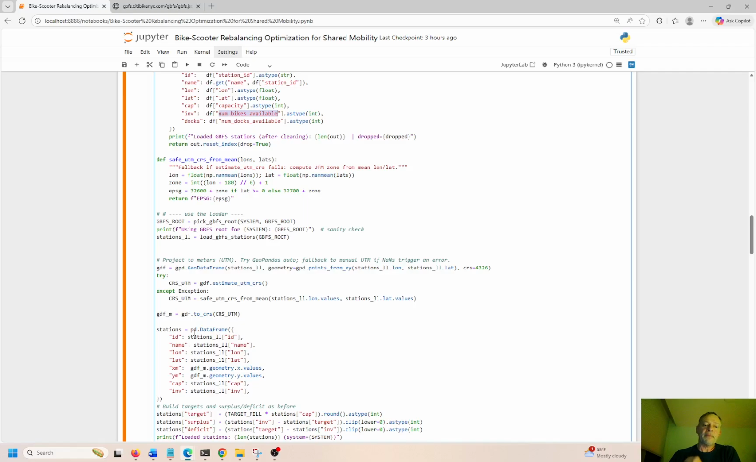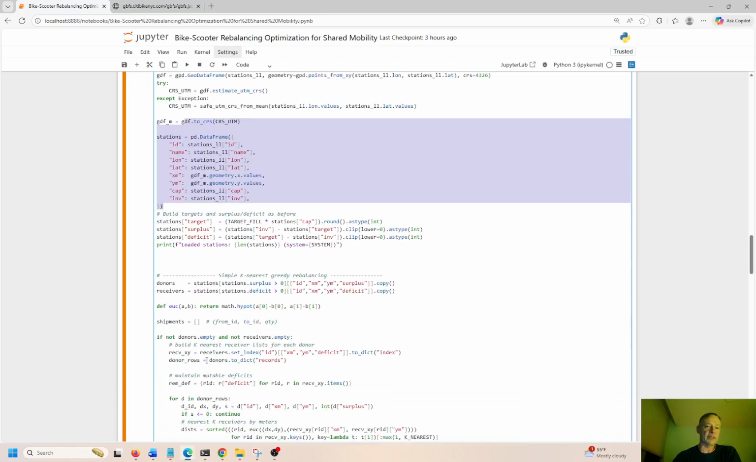So there we go. So we have all the stations, the IDs, names, lat longs, the geometry, the X and Y coordinates, the capacity, and then the inventory of these stations, right? So that's what we're getting down here. And I'm going to go ahead and feed that into the model. So the model says, okay, we have a capacity for 30 or whatever it is. I'll say 30 in this example. 25 bikes are there. We can leave that alone.